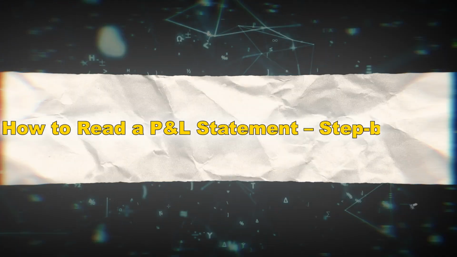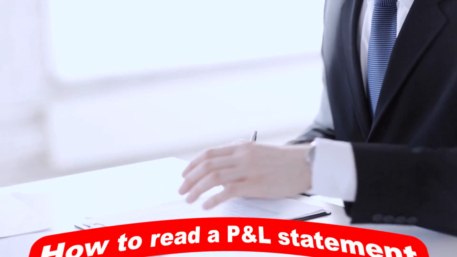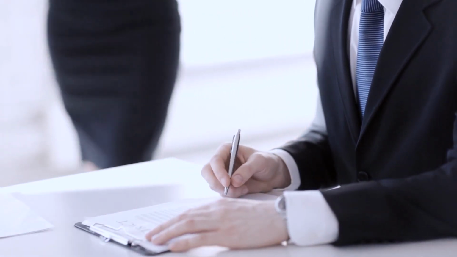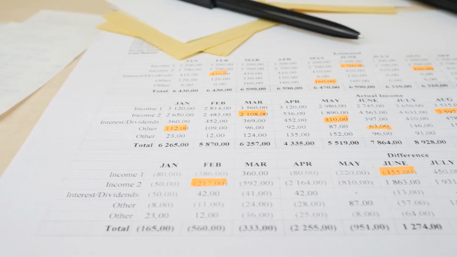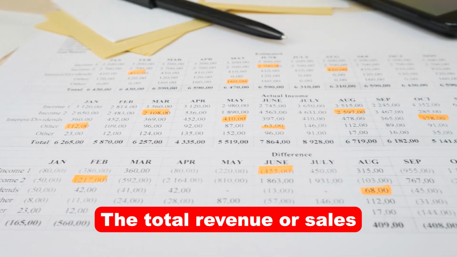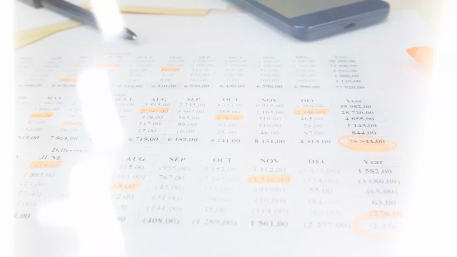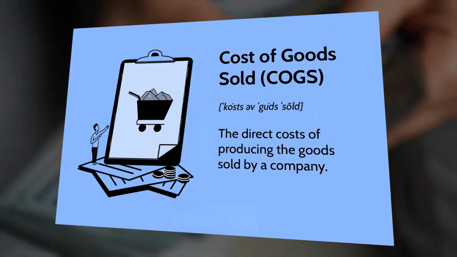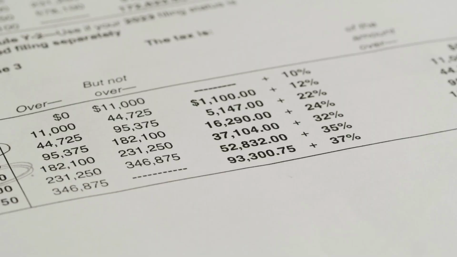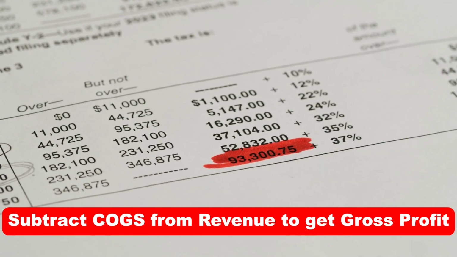How to read a P&L statement, step by step. Okay, let's walk through how to read a P&L statement. Don't worry, it's easier than it looks once you break it down. Step 1. Start with revenue. Look at the top line, the total revenue or sales. This tells you how much your business has earned over the period. Step 2. Check the cost of goods sold, COGS. Next, review COGS. This helps you understand your production efficiency. Subtract COGS from revenue to get gross profit.